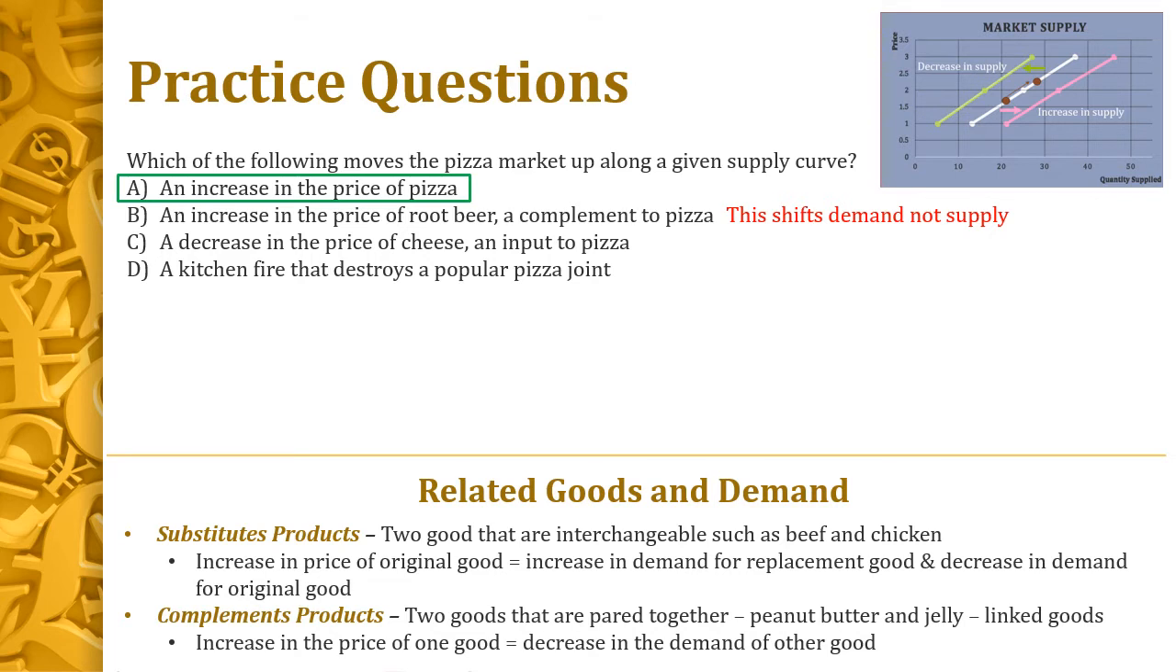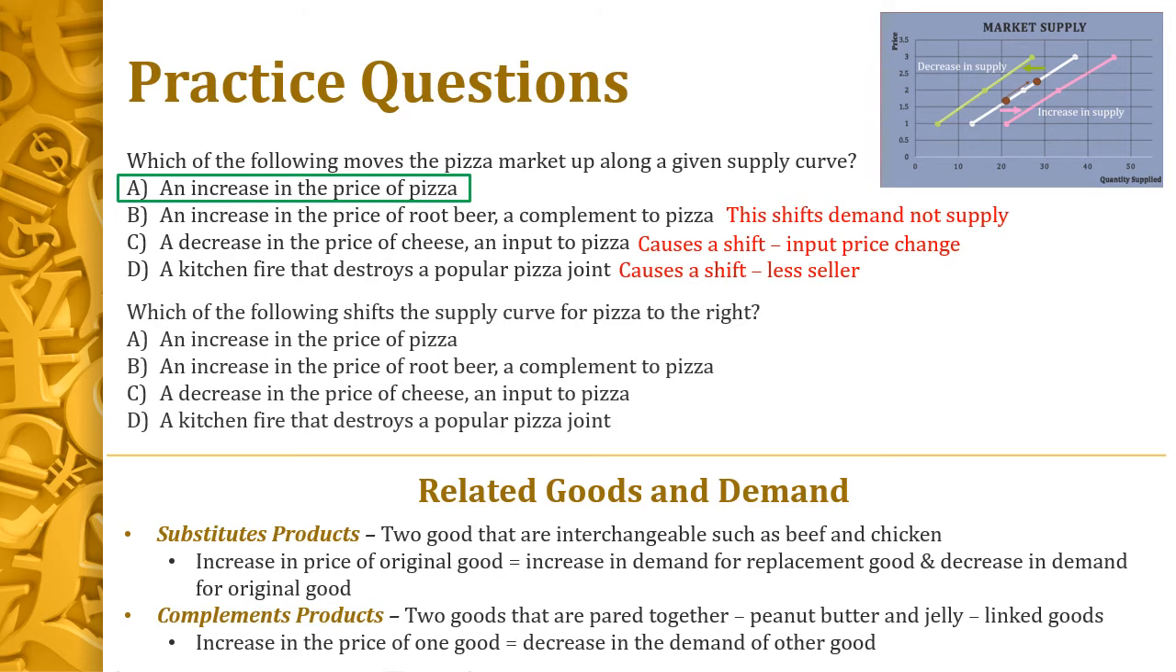So we should be able to eliminate that one right away. What about a decrease in the price of cheese as an input? Well, we did say input would do something, but it shifts a curve. It doesn't move up and down a curve. So it causes a shift. A fire destroys pizza joint. Well, again, this causes a shift because there's going to be less sellers. So we just went through those. If you kind of got that wrong, you might want to just go back a little bit and review those again.